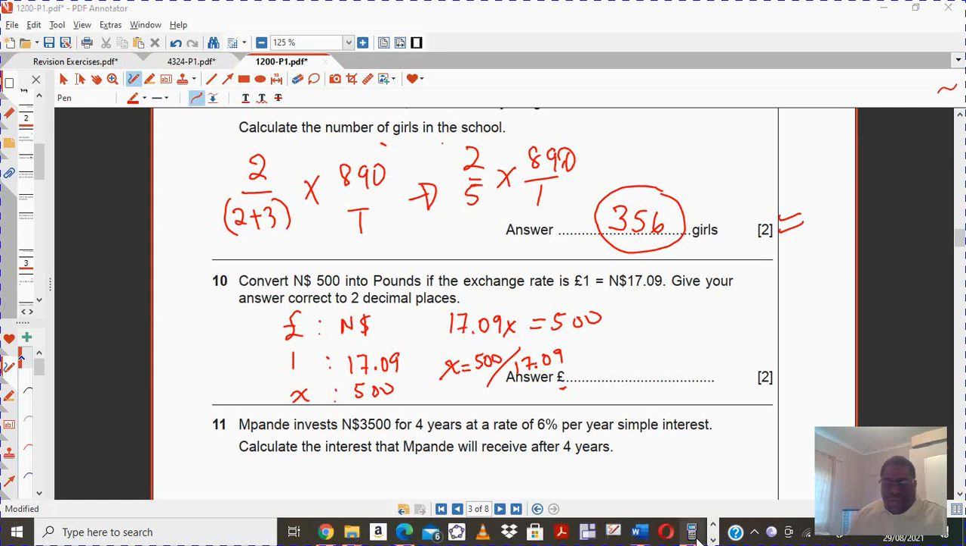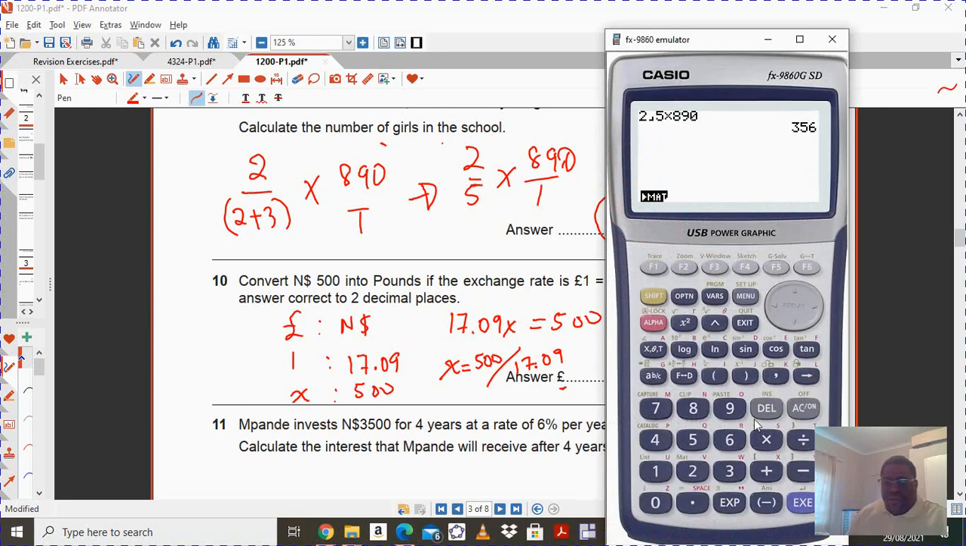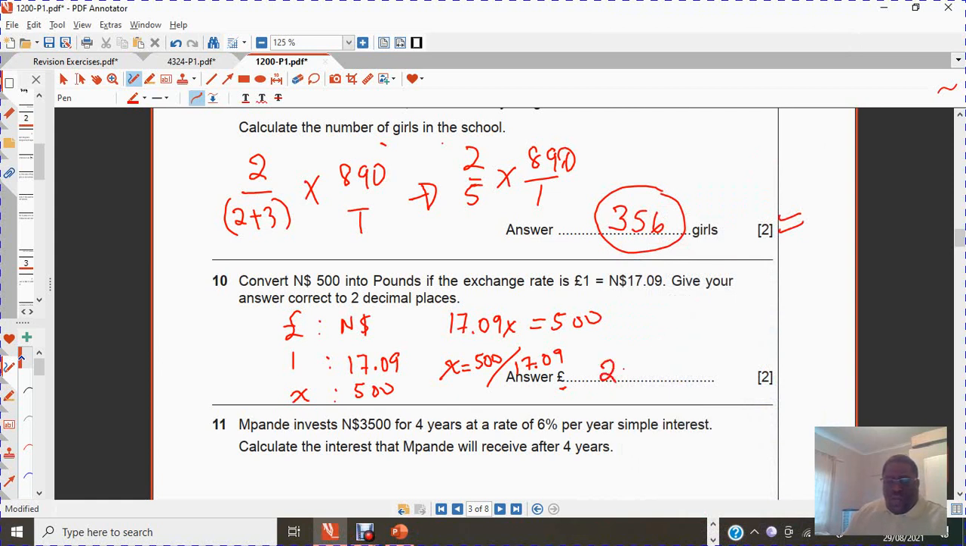So let's grab our calculator again. So it's 500 divided by 17.09. That is 29.26 pounds, give or take.